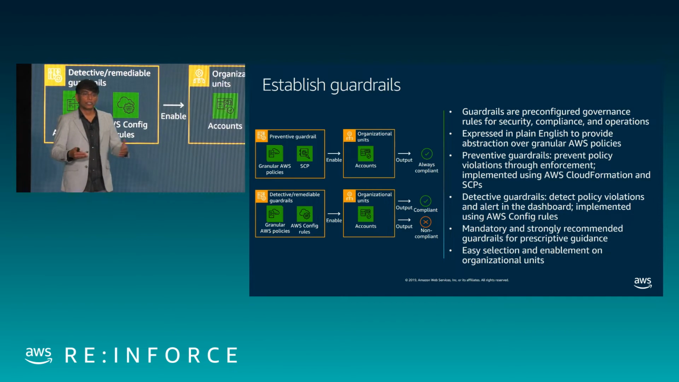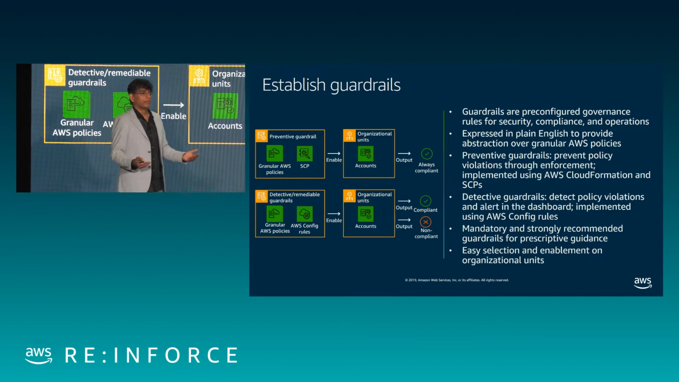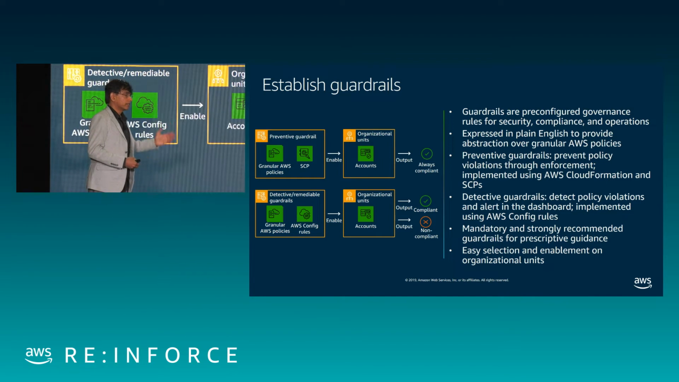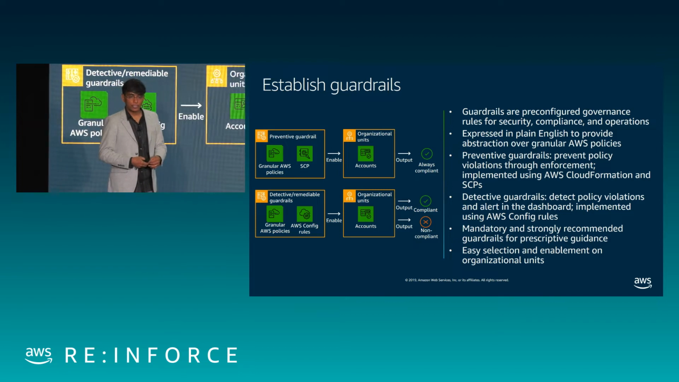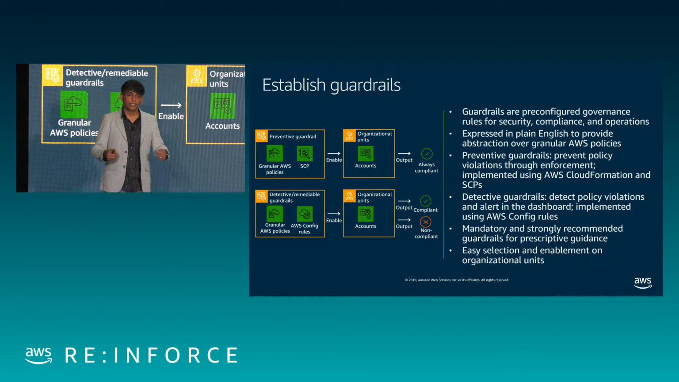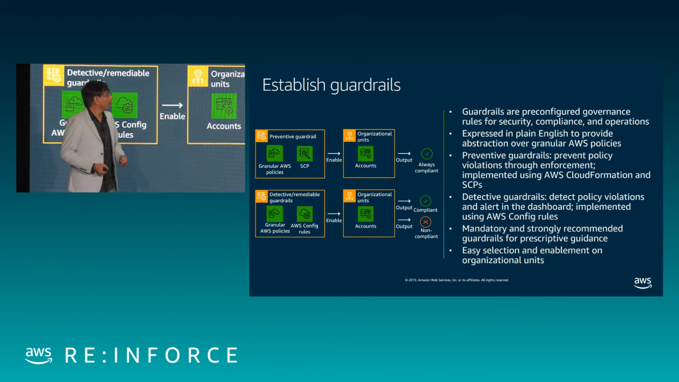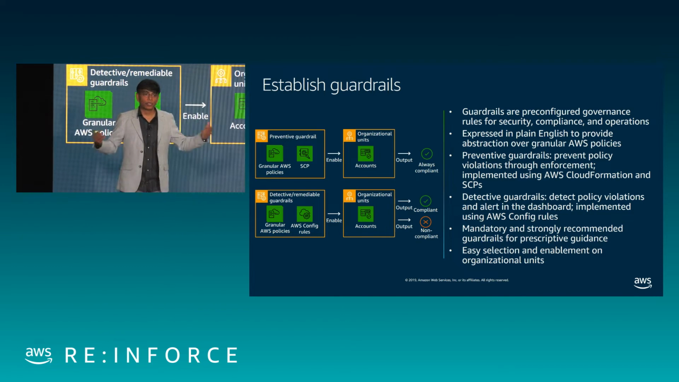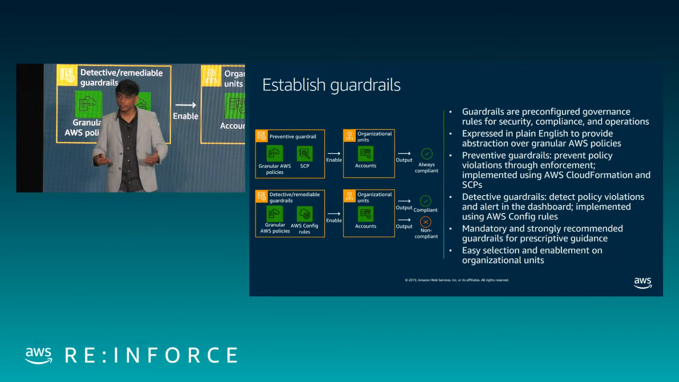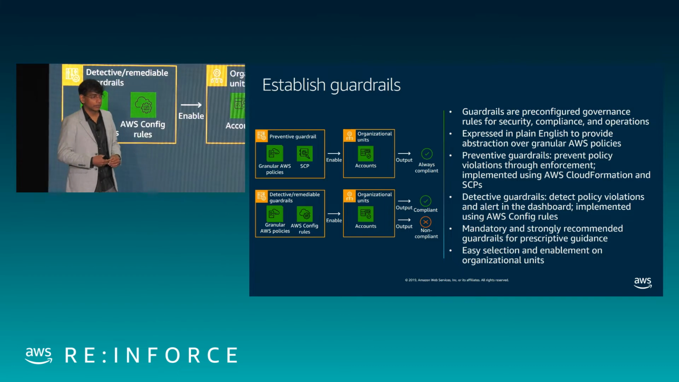And compared to the granular policies that you're all familiar with, which are SCPs or IAM or resource policies like S3 buckets, guardrails in Control Tower are expressed in plain English, and that makes it very easy for you to understand the intent of a guardrail and then quickly enable it on your organizational units. And typically you want to enable these even before accounts are provisioned in your organization, and that gives you the confidence that as and when accounts are provisioned in your organization, they are going to be falling in compliance. So you really don't need to detect and worry about remediation after the fact.